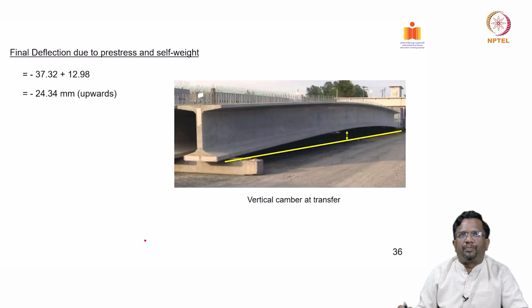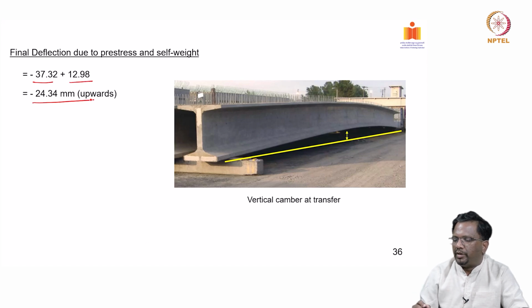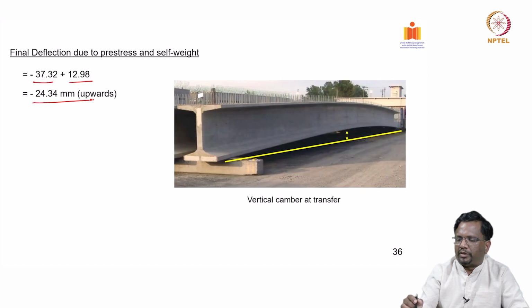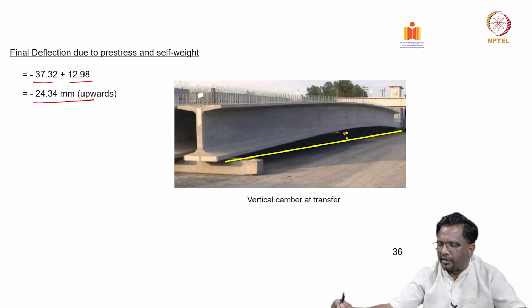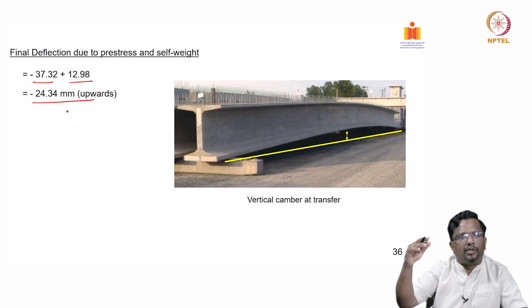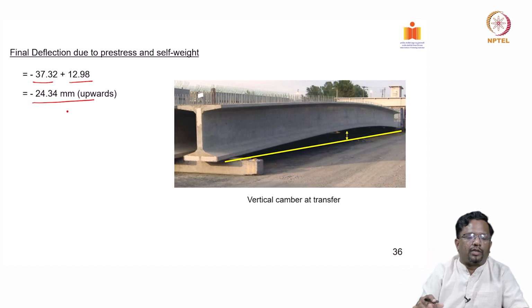So the net deflection is going to be negative 37.32 plus 12.98, and I am getting 24.34 upwards. You see that even at self weight, the deflection is still upward. So we have put a lot of pre-stress, but when the live load comes, then everything will come down to 0. This is only the final deflection due to pre-stress and self weight.